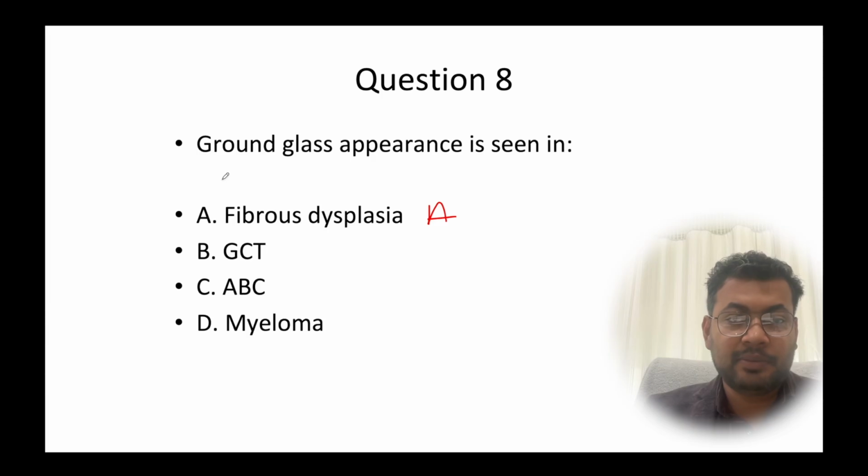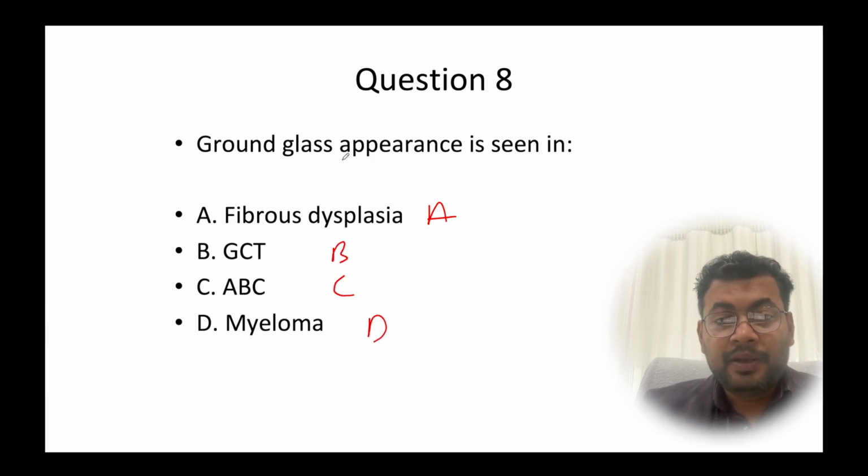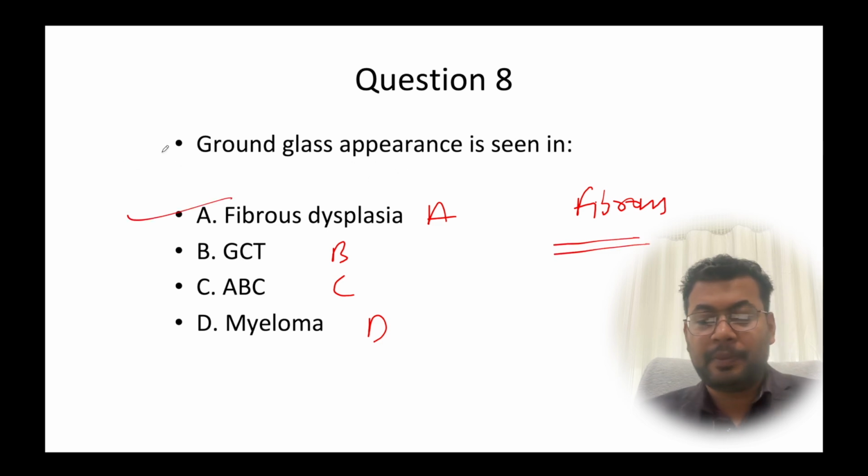Then question number 8, ground glass appearance is seen in A. Fibrous dysplasia, B. GCT, C. ABC, D. Myeloma. So the ground glass appearance on X-rays is showing a fibrous lesion. So the answer is A. Fibrous dysplasia.